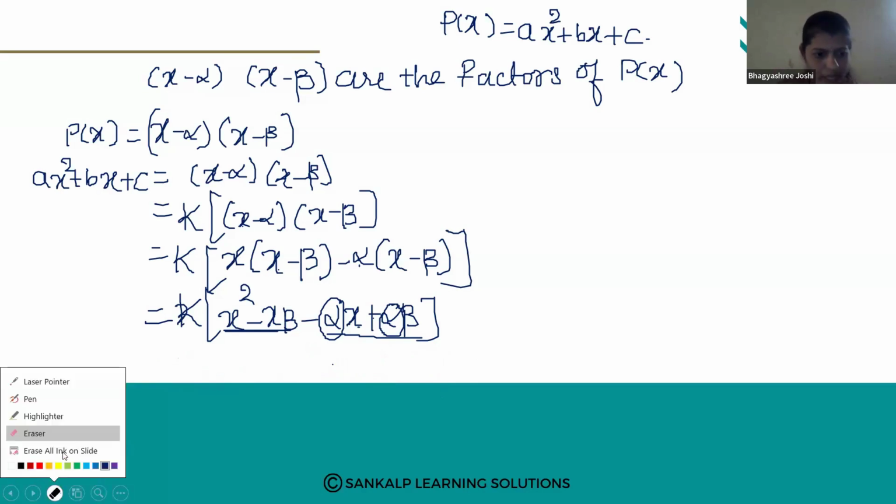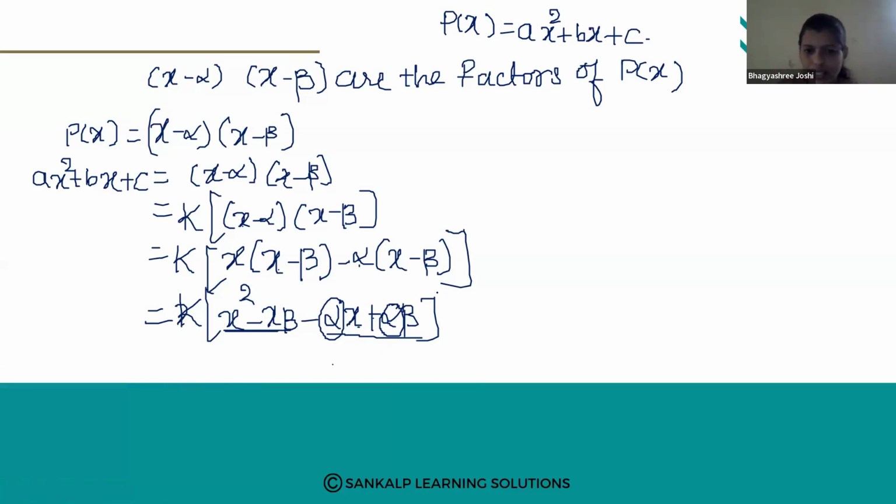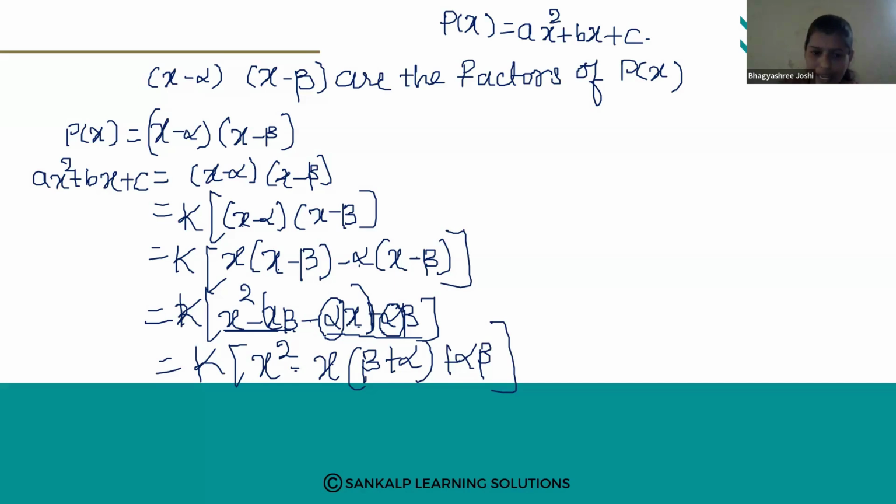Sorry, I went a little ahead. See here, k into x square. So between these two, x beta and x alpha, which is common? X is common, right? So I will take x common. What remains in the bracket? Beta, and minus into minus is plus alpha, and minus into minus is plus, so plus alpha into beta. Okay. X square minus x beta plus alpha into beta.